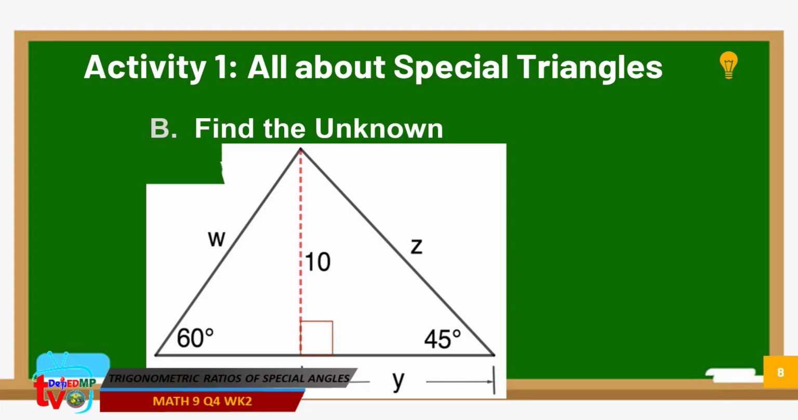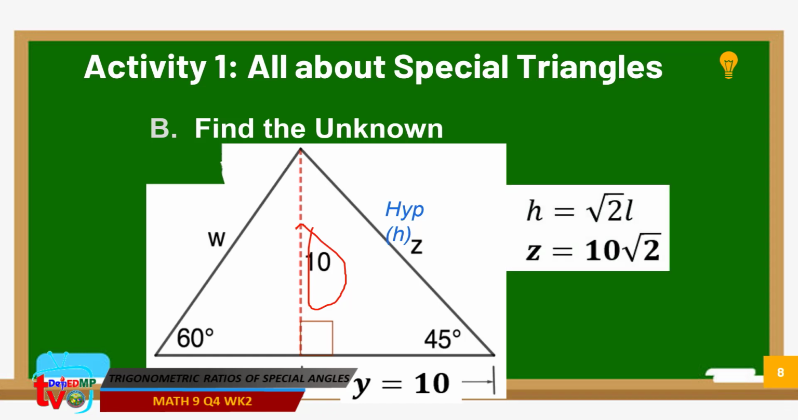The fourth triangle is shown on the screen. It is actually composed of two special triangles. Solve first for Y and Z. Pause this video and solve. Y is 10 since this is also 10. And Z is 10 square root of 2.